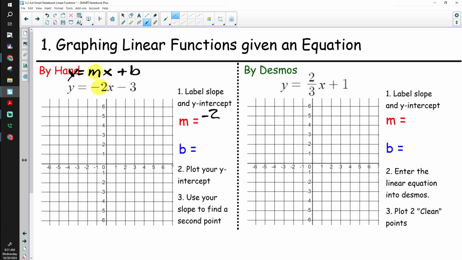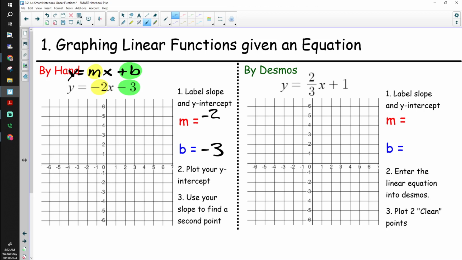Our b value is always the constant, the regular old number that's at the end, the caboose, the end of the train. In this case, we have to be careful. It's not just 3, it's -3. So let's write down that our b value is -3. These are the only two numbers we need, and we can graph our line.